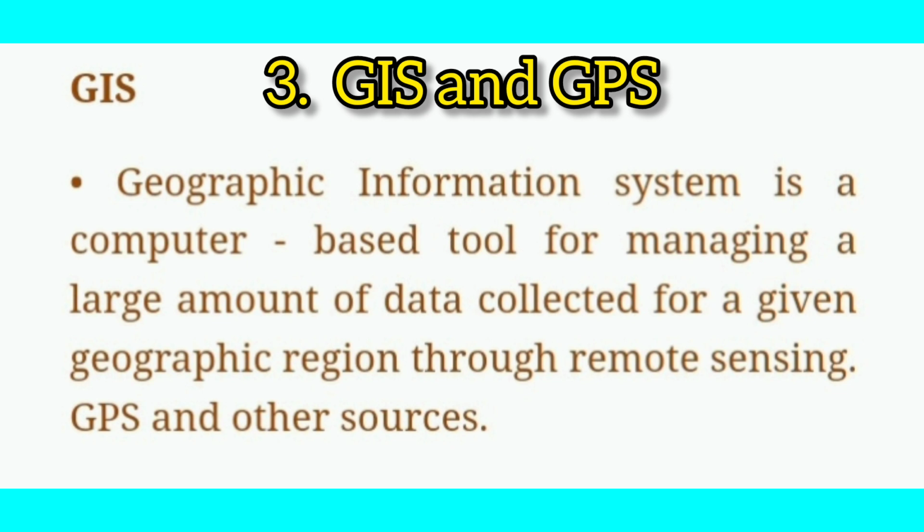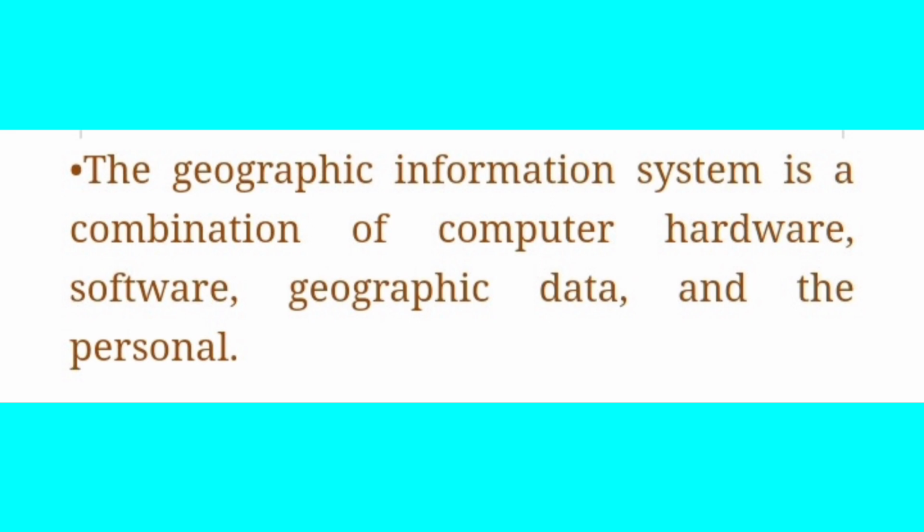Third question, differentiate GIS and GPS. First, GIS: Geographic Information System is a computer based tool for managing a large amount of data collected for a given geographic region through remote sensing, GPS and other sources. Second point, the Geographic Information System is a combination of computer hardware, software, geographic data and the personnel.